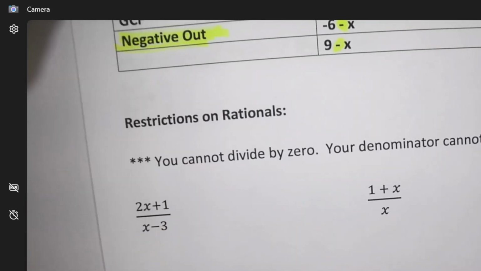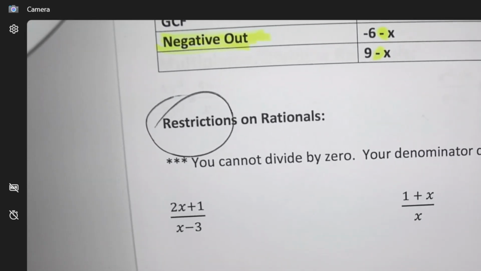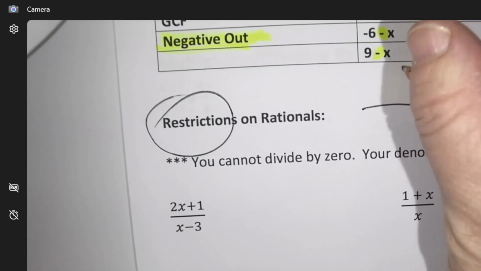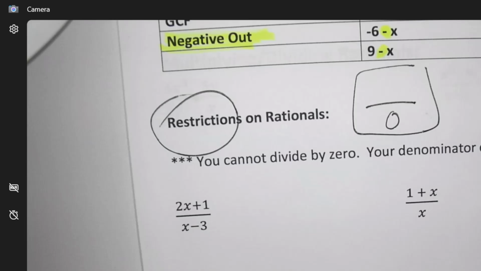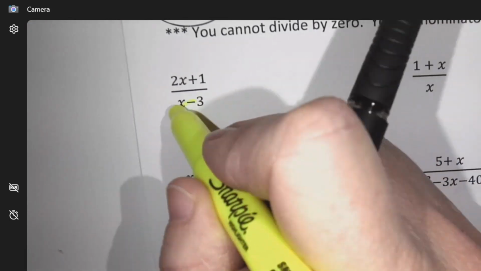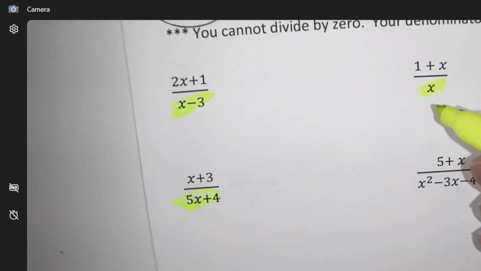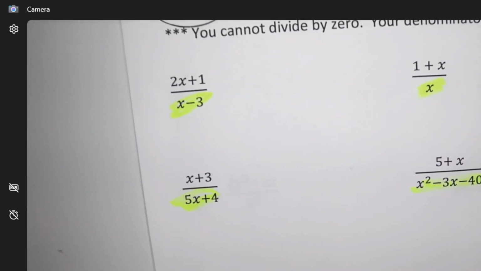Okay, restrictions. So there's one thing about fractions that can never happen. What do we know? When we have a fraction, we can never divide by 0. So on these questions, when I say what's the restriction, I'm not looking at anything except the bottom. That's all I'm looking at.